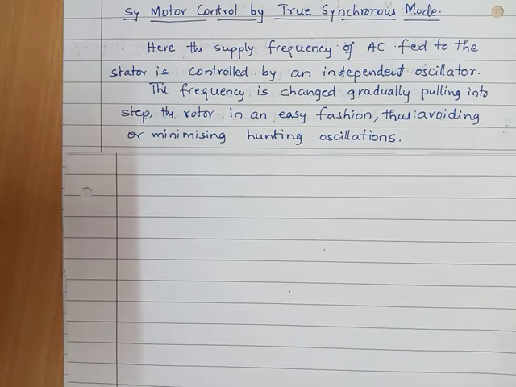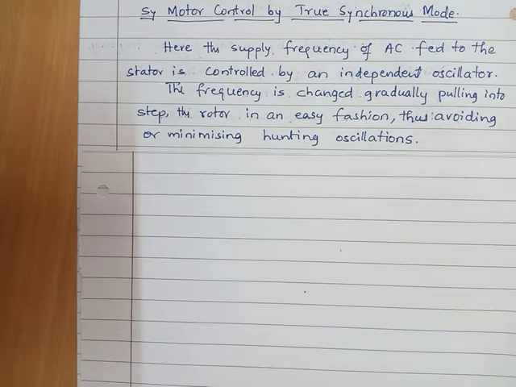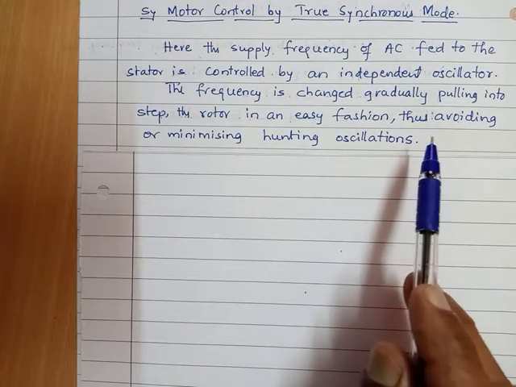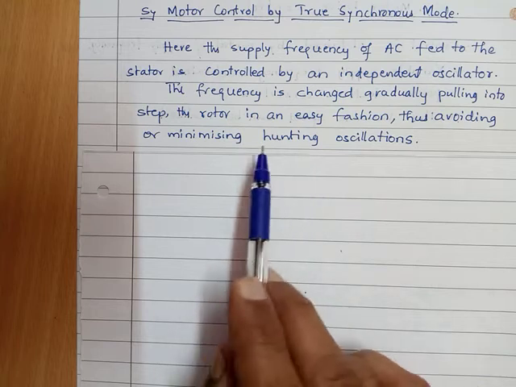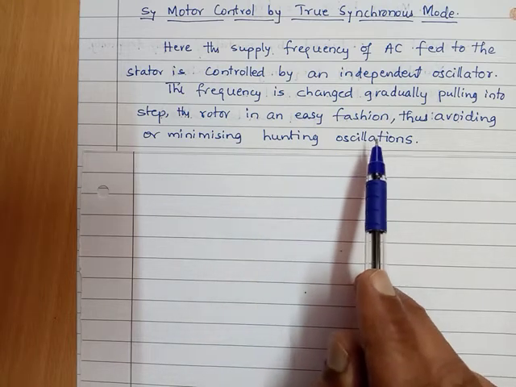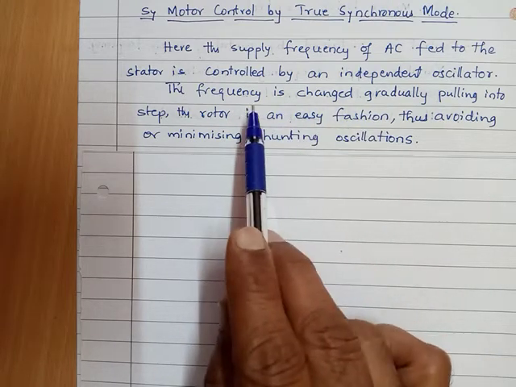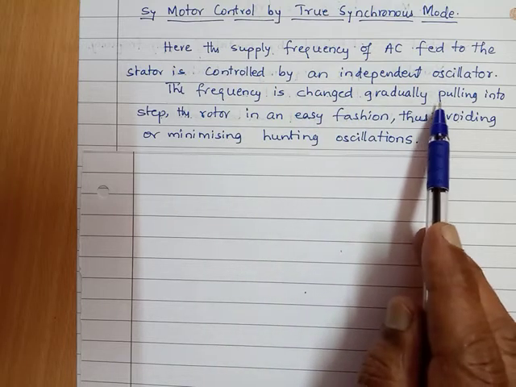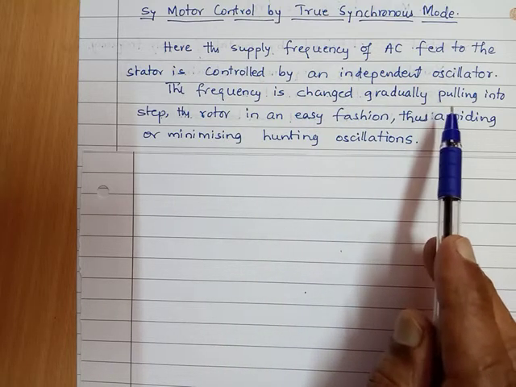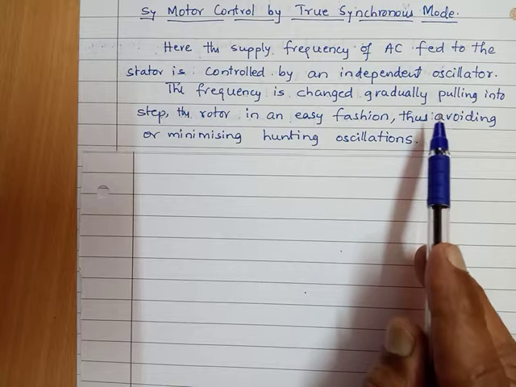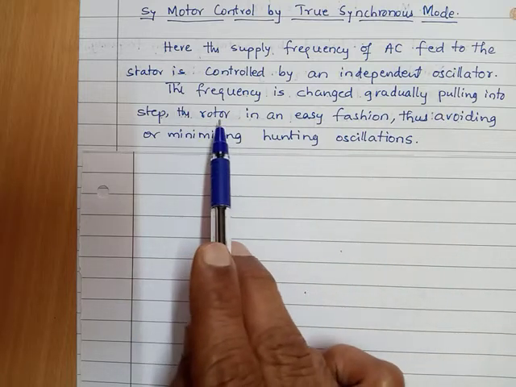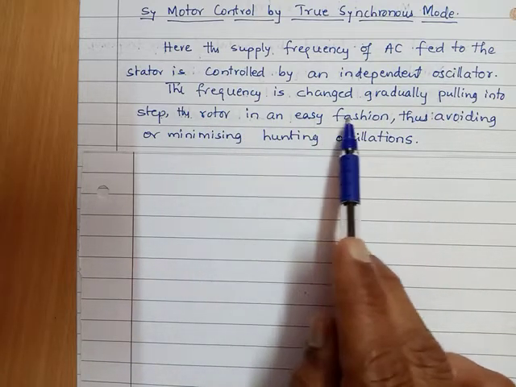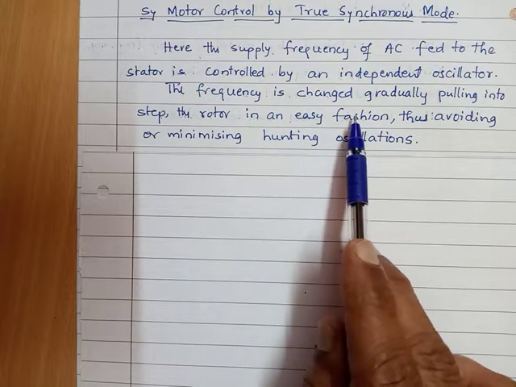When that synchronization or the magnetic locking happens, that time there will be these hunting oscillations, and here in this approach the frequency can be changed gradually starting from the minimum, so that we get the rotor coming into the magnetic locking, the synchronization, in a smooth fashion.